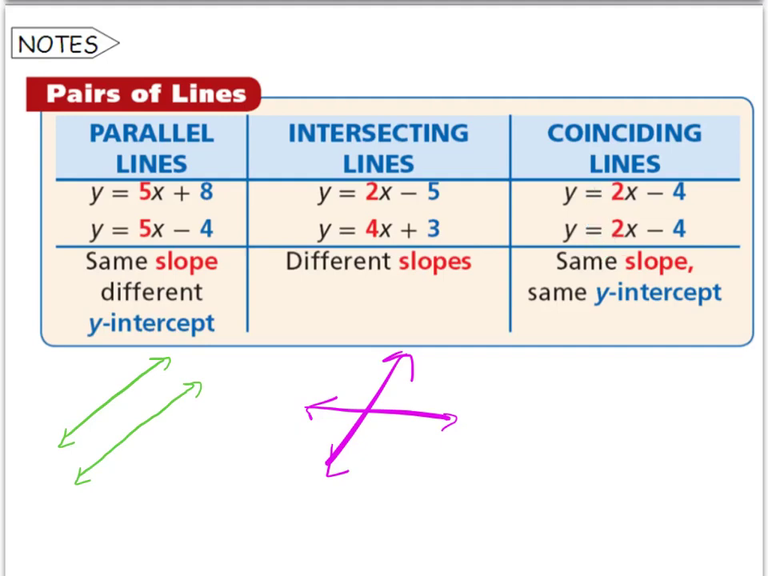But what if they have the same slope and the same y-intercept? Hopefully you realize that you're actually working with the same exact equation. So I could have a line drawn for the first one, and then the second one gets drawn right on top of that. And when we're talking about the same exact line, we call them coinciding. So the same slope, same y-intercept.